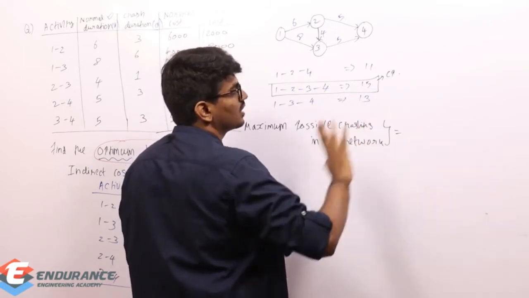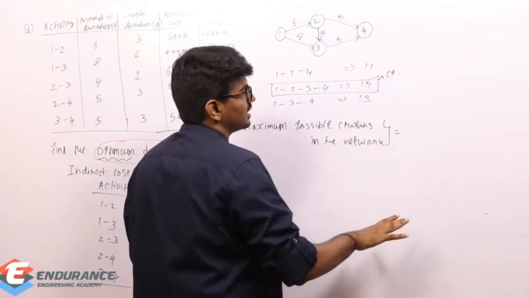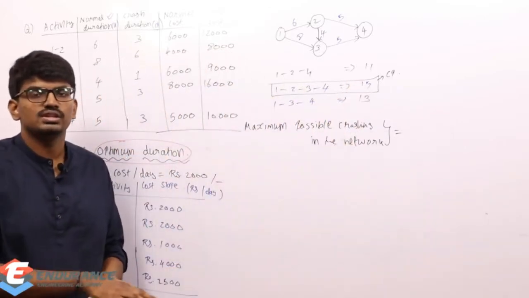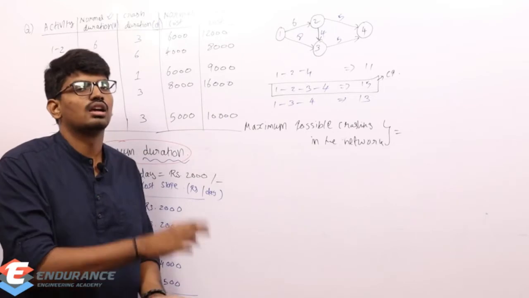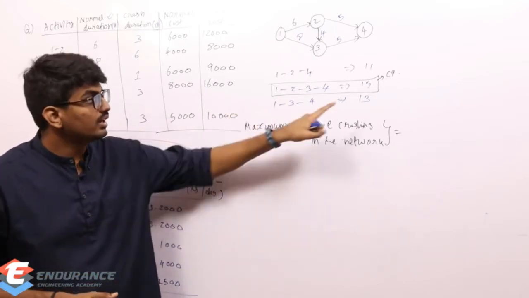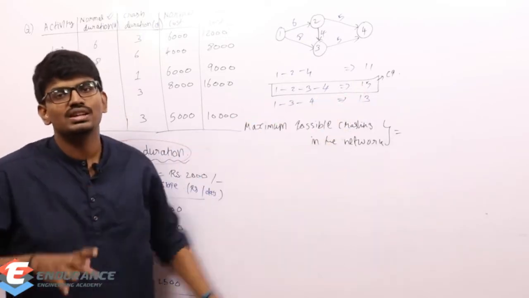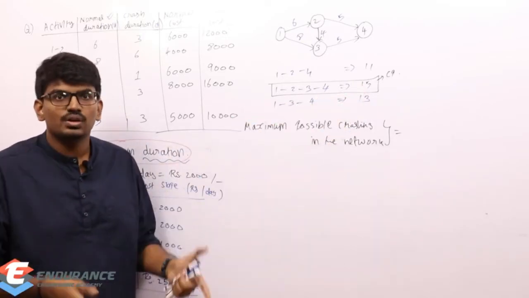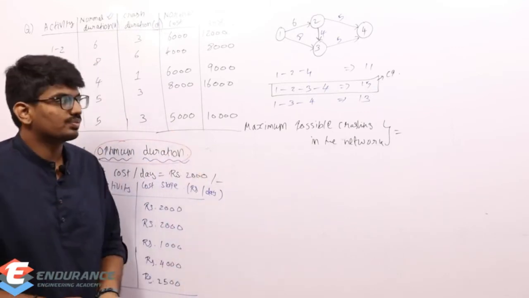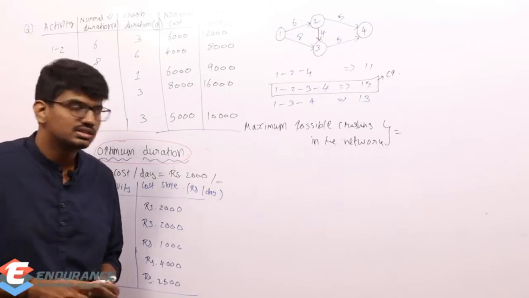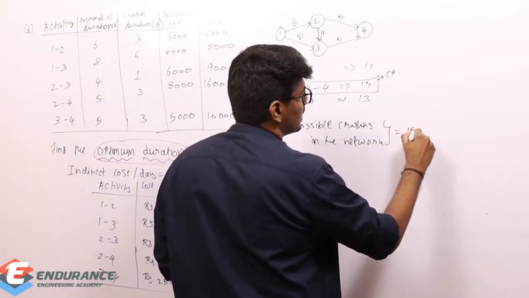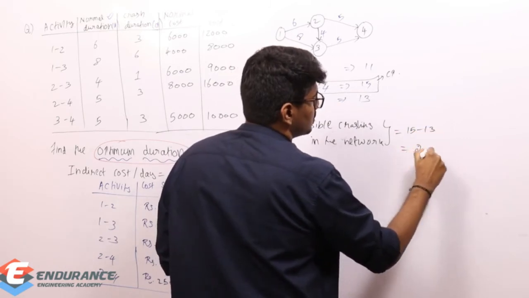This is the second longest path. But if I reduce the duration from 15 to 12, then this will become my critical path. So reducing from 15 to 12 has no meaning here, because even if I reduce it, the project duration will still be 13. I hope you are understanding. So what is the maximum possible crashing now? Simple, the difference between the longest path and the next longest path. 15 minus 13, that is 2 days.